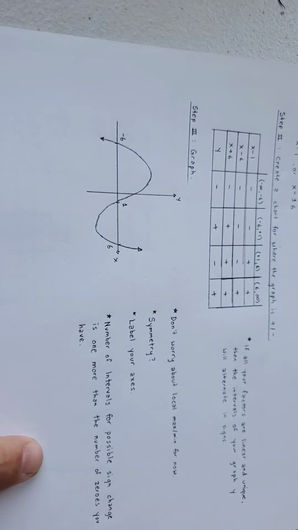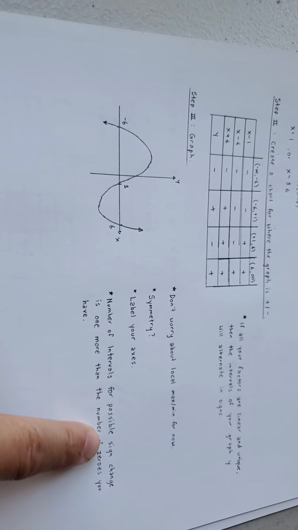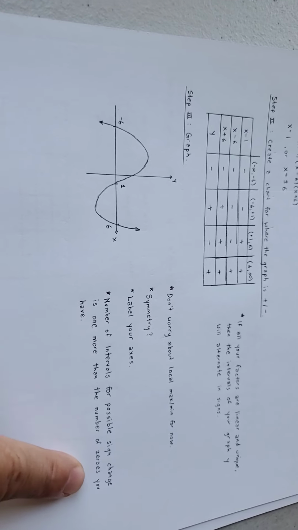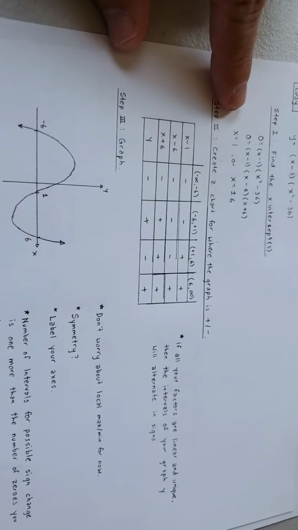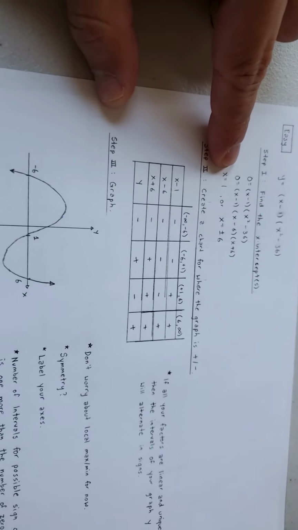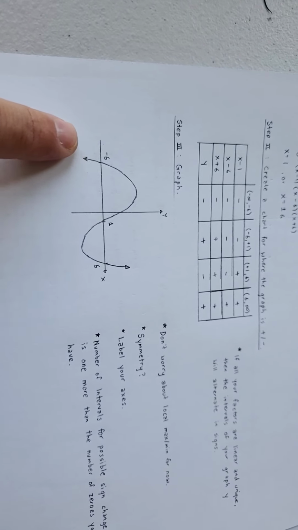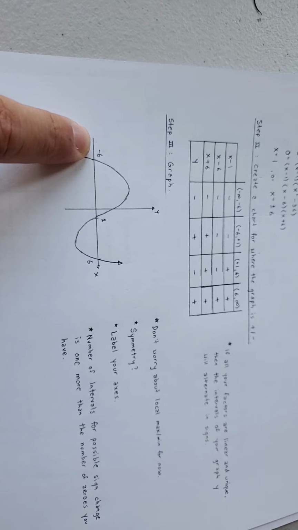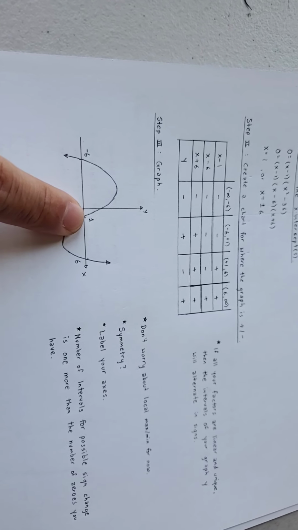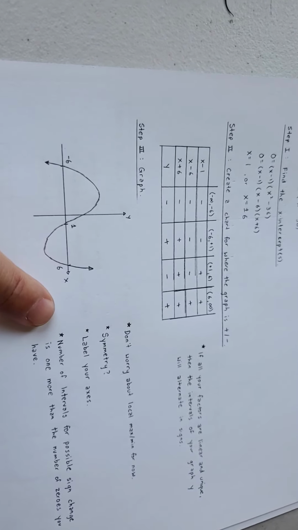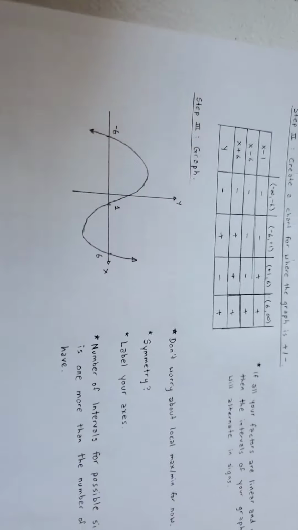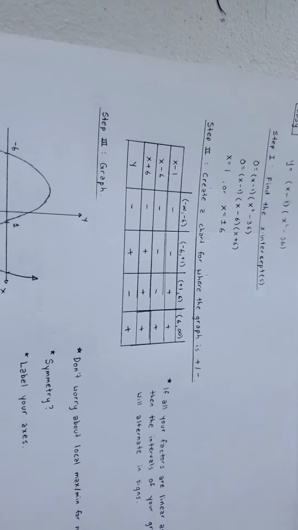As I mentioned earlier, the number of intervals for the possible sign changes is one more than the number of zeros that you have. So you can see from back up here, we have 3 zeros total. So that's why we have 4 intervals right here to consider where it's positive and negative: before -6, between -6 to 1, 1 to 6, and then afterward from 6 on out. Okay, so this would be an example of an easy problem of how to graph a factored polynomial.